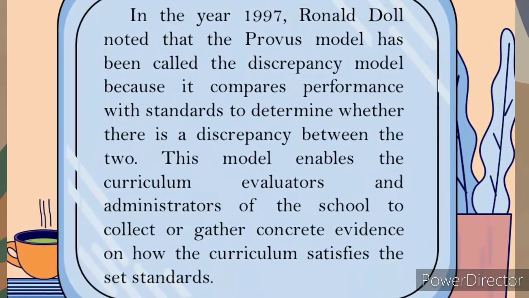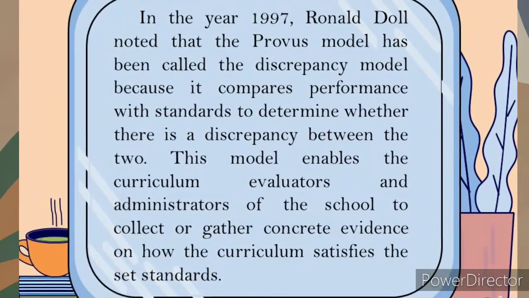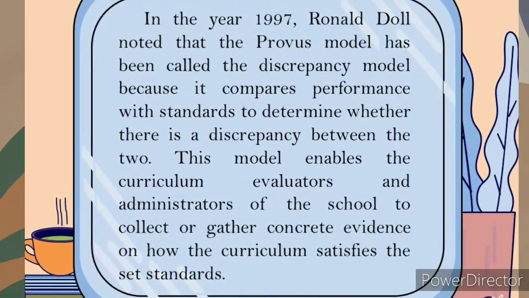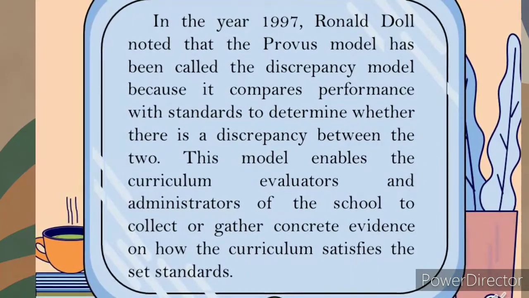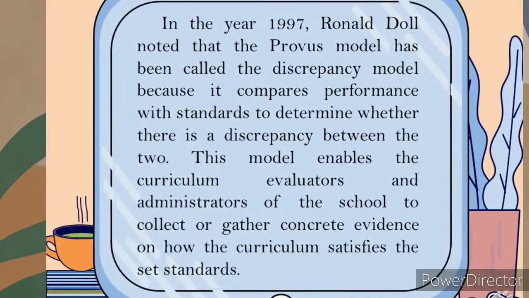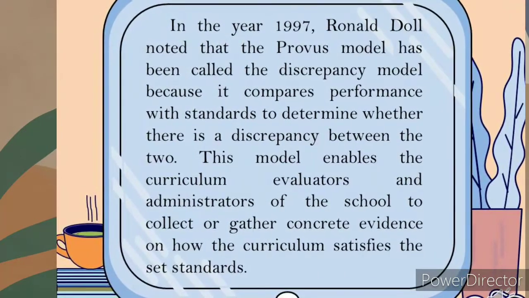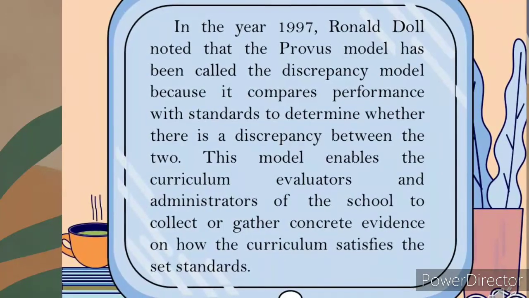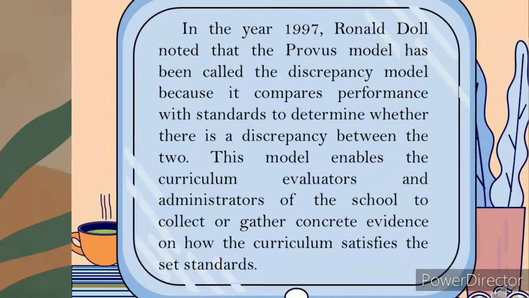In 1997, Ronald Dahl noted that the Provus model has been called the discrepancy model because it compares performance with the standards to determine whether there is a discrepancy between the two. This model enables curriculum evaluators and administrators of the school to gather concrete evidence on how the curriculum satisfies the set standards.